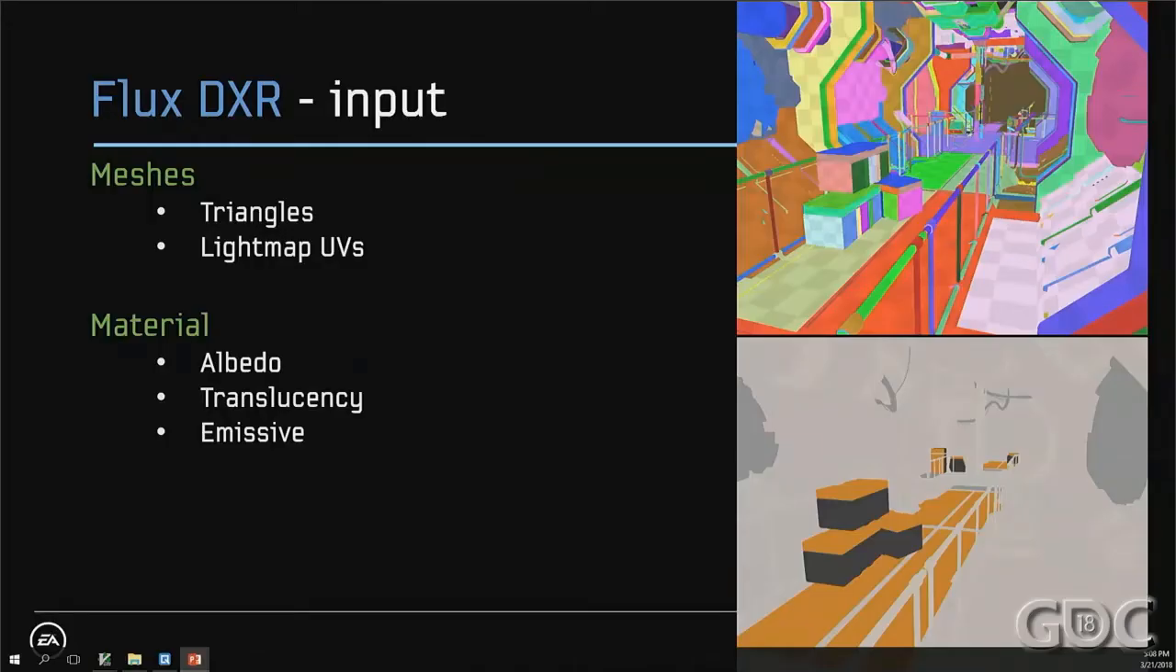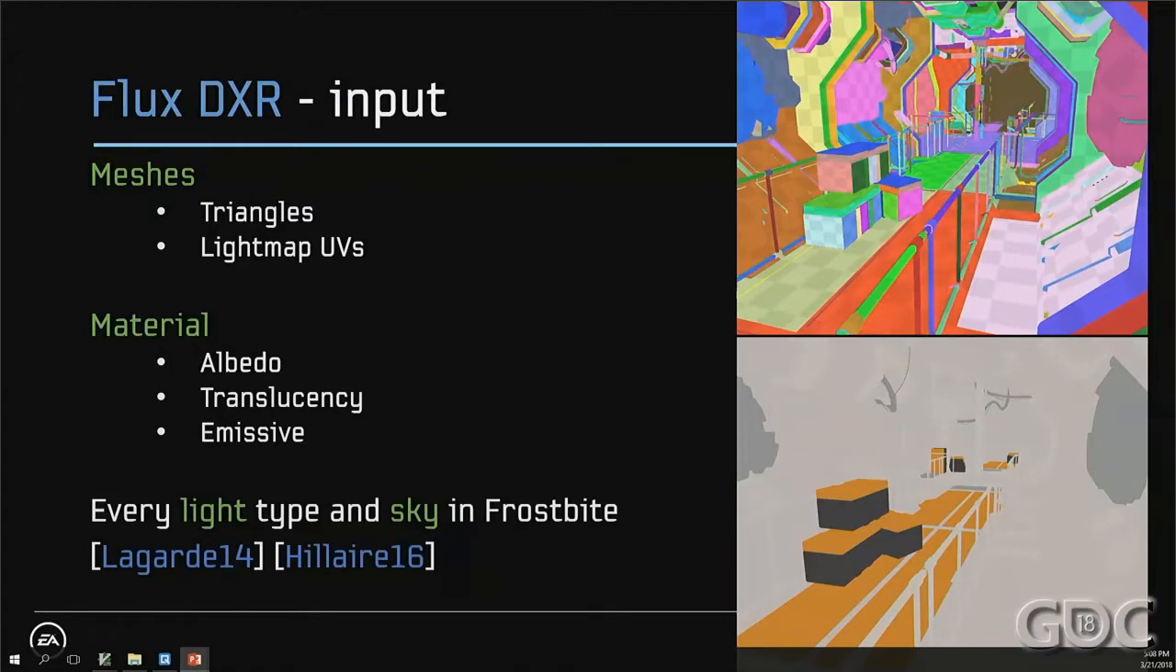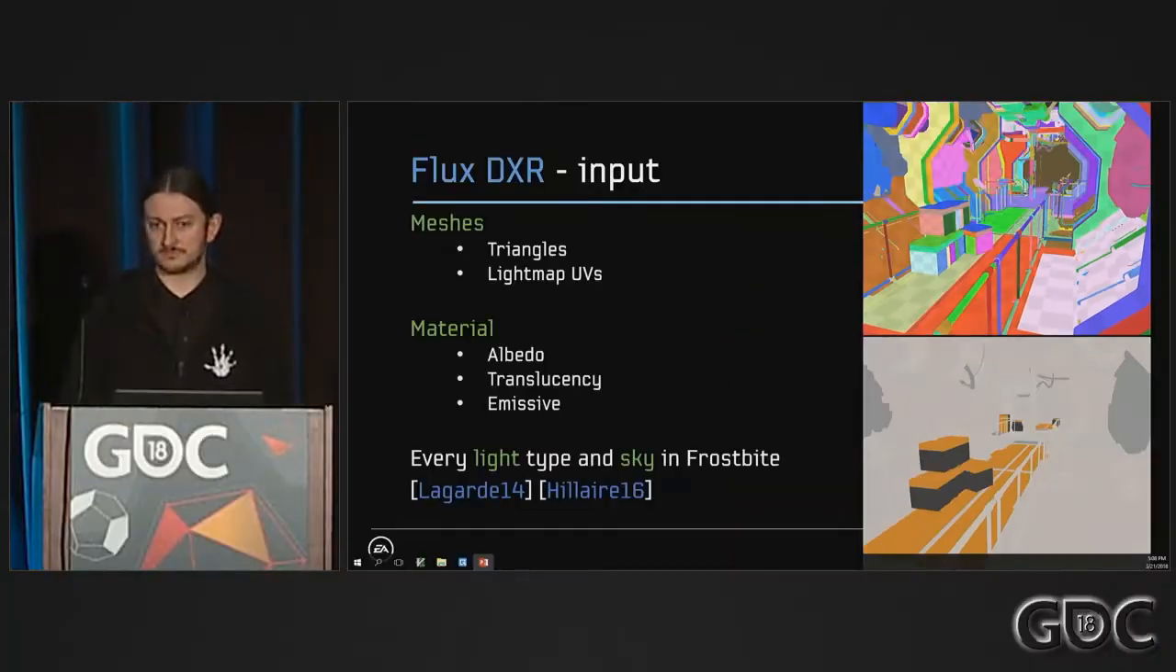So what do we need to provide as input to be able to achieve that? So of course you need your input meshes, triangles, light map UVs. You also need materials. For that, per triangles, we have albedo, translucency, emissive irradiance. And of course, we take into account every light type that Frostbite supports, and the sky also.